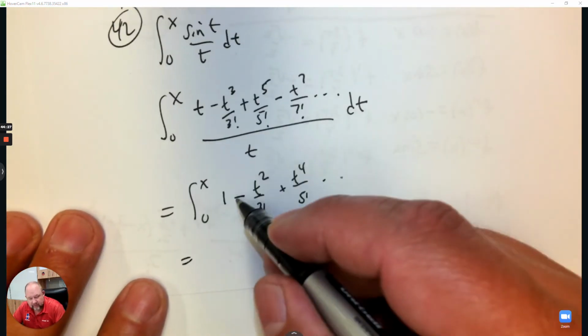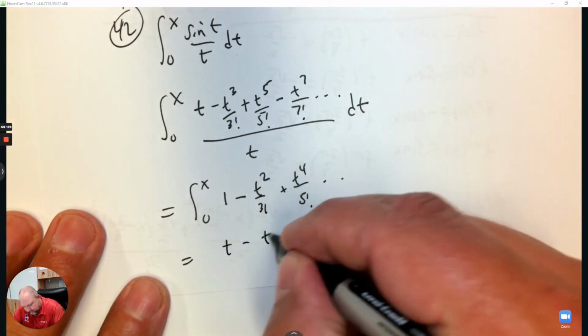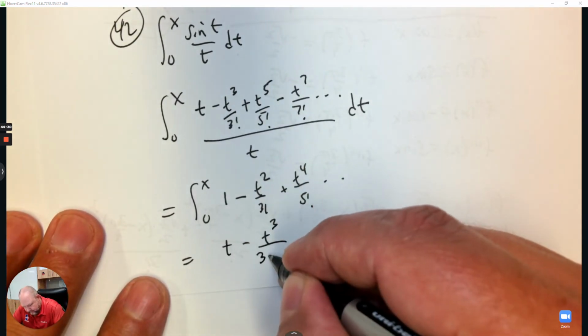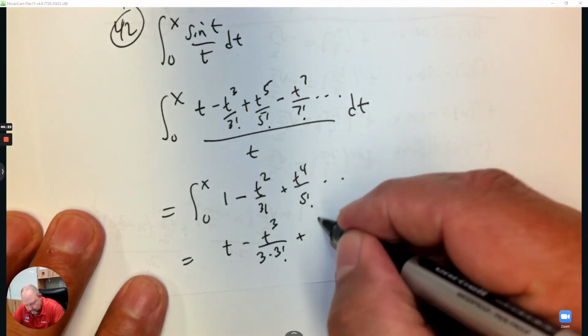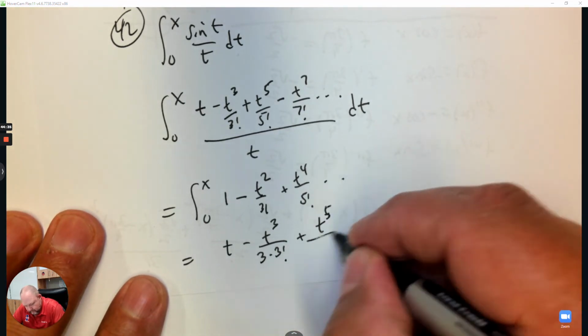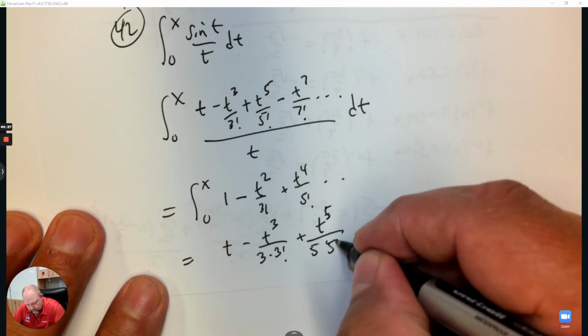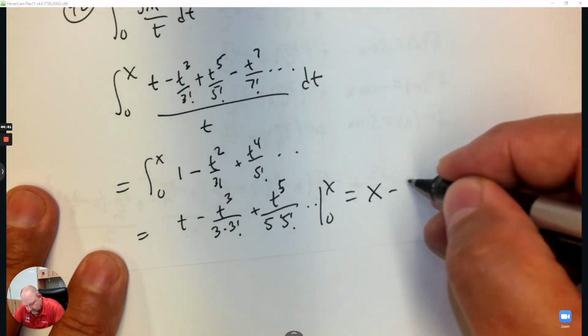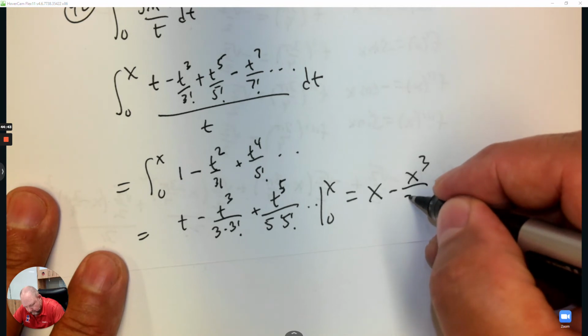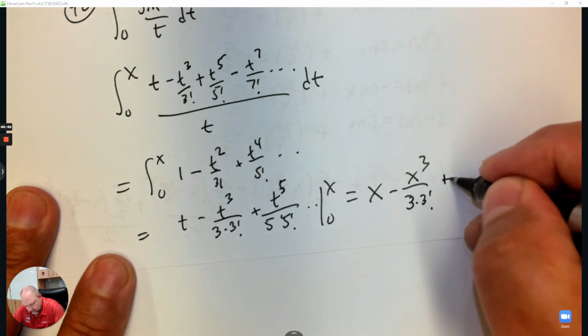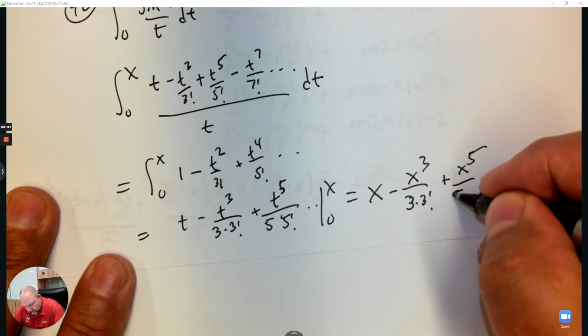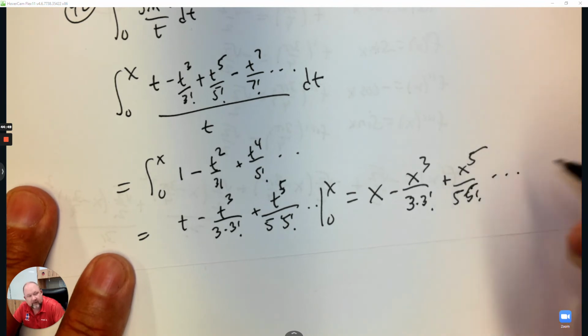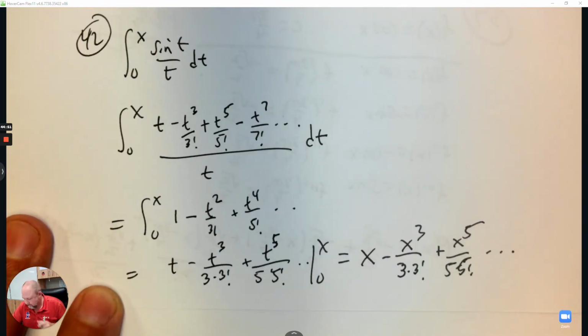Now, integrate it, so that's t. And then plug in x. And it's done. 43.